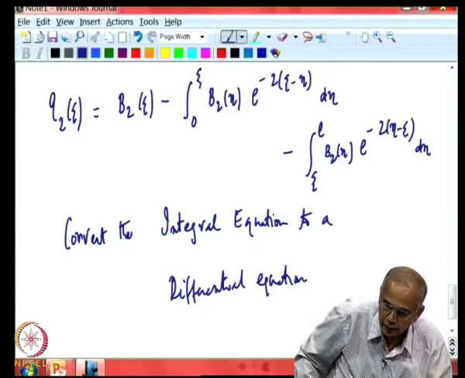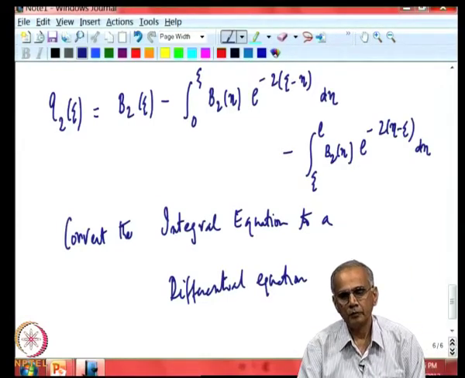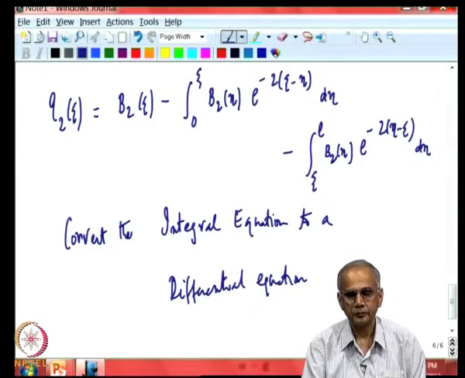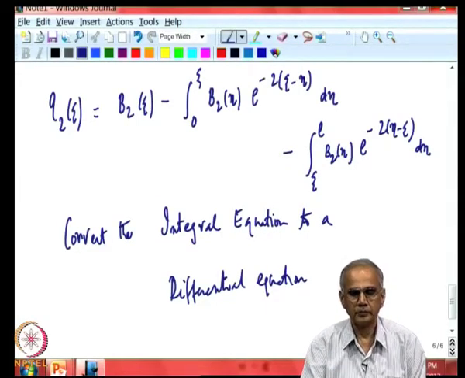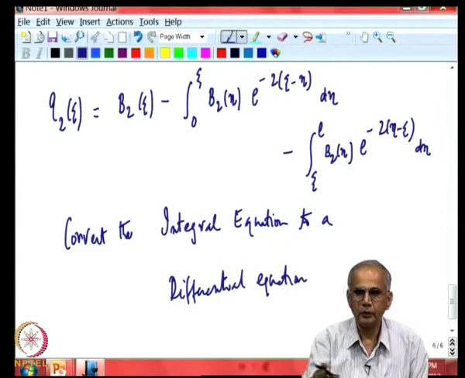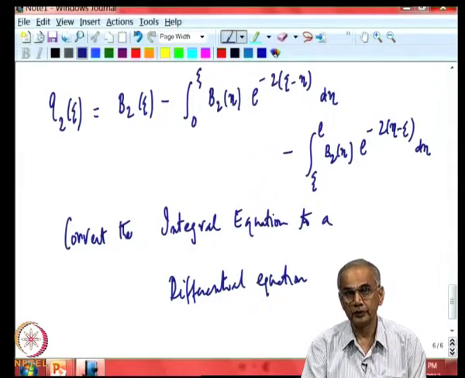So, how do we get a differential equation? We have to eliminate these two integrals. Now, you can see very easily that when you differentiate this function twice, the exponential will repeat itself, and then you subtract the equation you have obtained after two differentiations from the original equation, all the integral terms will disappear and you will be left with the differential equation. So, this is the right approach.